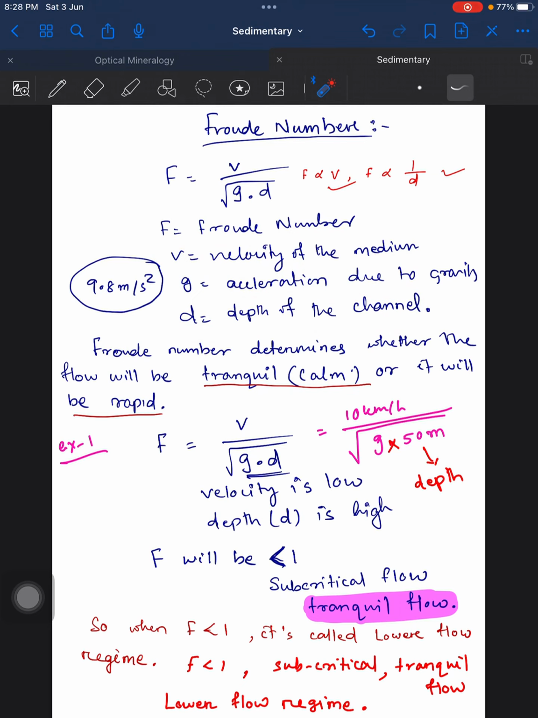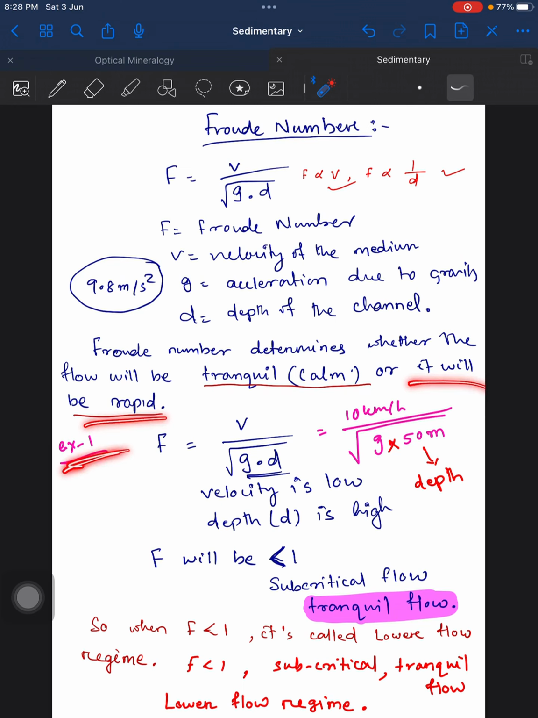So here what is happening? Acceleration due to gravity we are taking as 9.8 meter per second square, and the Froude number determines whether the flow will be tranquil, that means calm flow, flowing slowly and peacefully, or it will be a rapid, like a stream, meaning like a waterfall flowing very forcefully. Okay, it will decide whether it is tranquil or rapid.